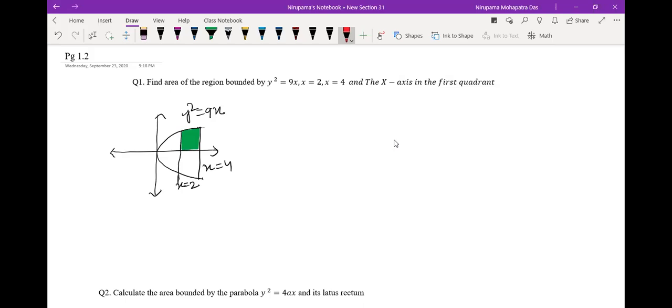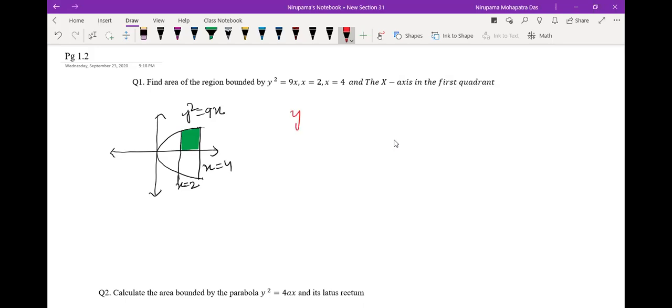Lower limit 2, upper limit 4, we already have given. As I said, it is a simple curve. In case of simple curves, limits will be known from the question only. Last step is find area.